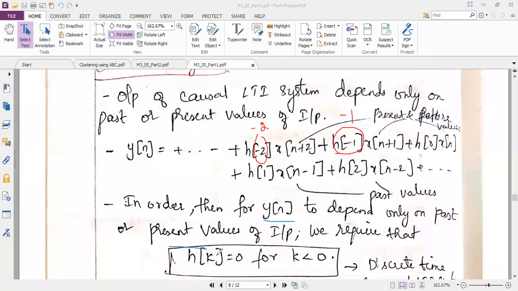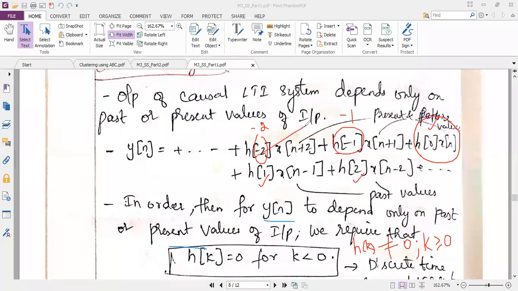So then what is the contrary to this equation? My h of k value will be not equal to 0 when k is greater than or equal to 0. So if h of k is not equal to 0 when k is greater than or equal to 0, I can say these terms will be present, because here k is 0, and here k is 1, and here k is 2.